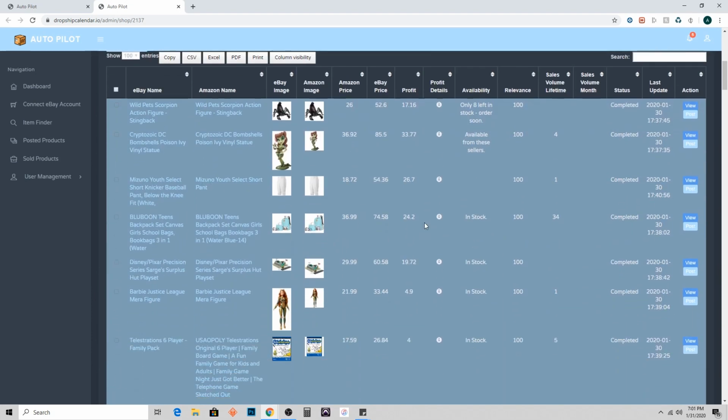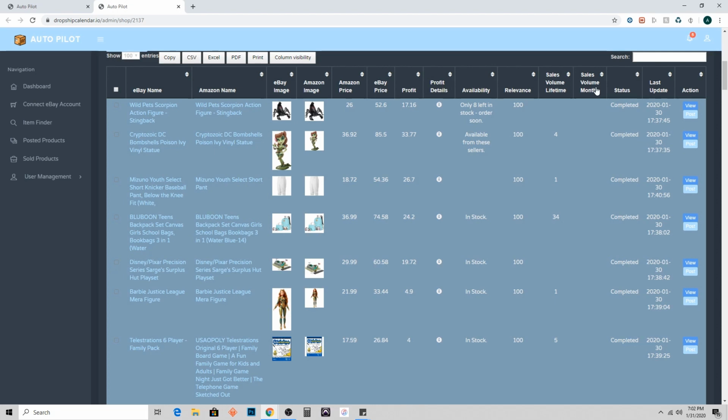So when I'm looking through these different products, there are 4 different metrics that I'm looking at. The first metric is how many times a particular product sold within the last 30 days. Number 2, I look at how much profit it's bringing in. Number 3, I look at whether it's in stock or not. And number 4, last but certainly not least, I look at if the product is a match.